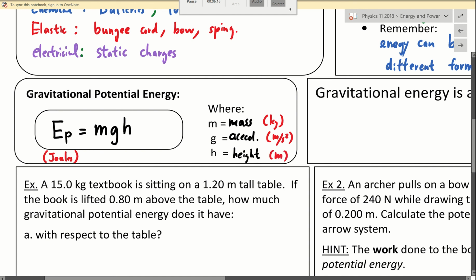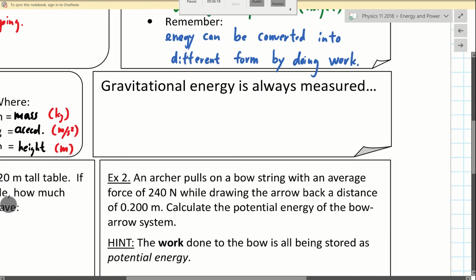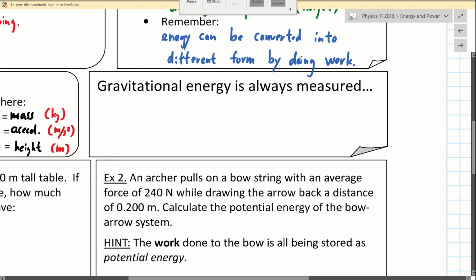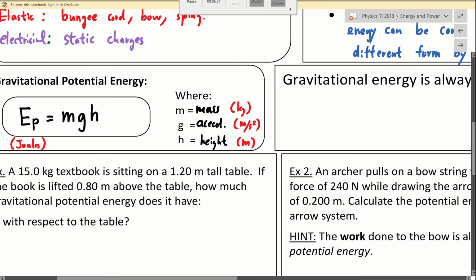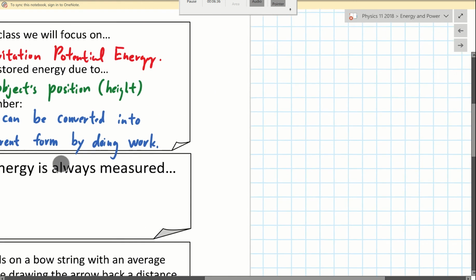Okay, so now gravitational potential energy. We have an equation that's based on the amount of potential energy on an object, and it's based on three things, right? The planet, the mass of the object itself, and the height. So now when you think about it, these are different scenarios.